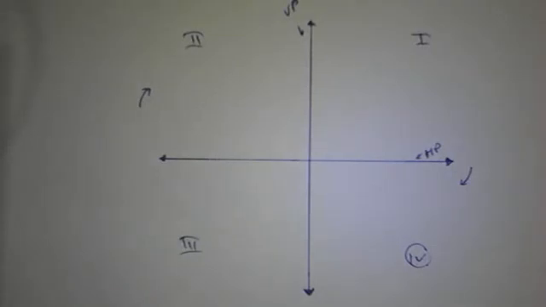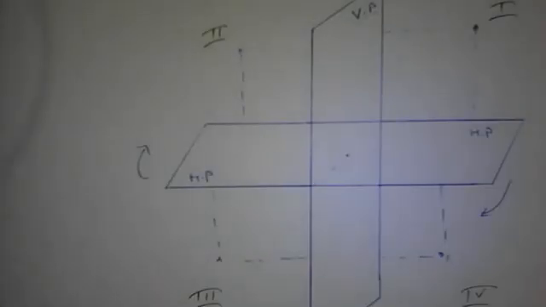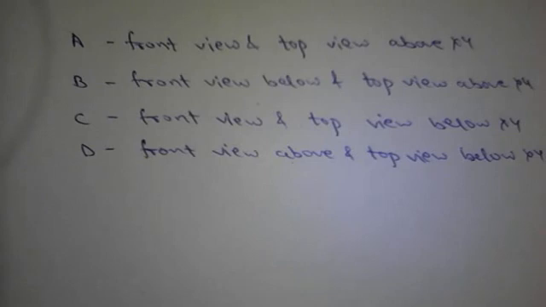Hello, in this lecture we will discuss some examples of the projection of a point, and this is the quadrant system. First, second, third quadrant are shown here, HP, VP. There are some questions of the projection of a point and their front views and top views.